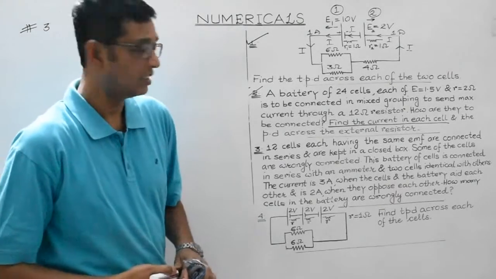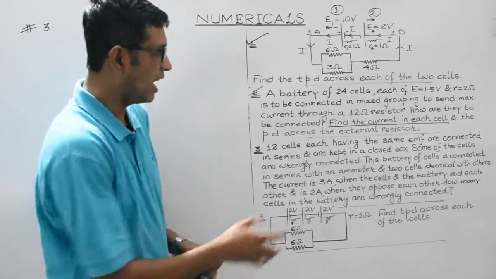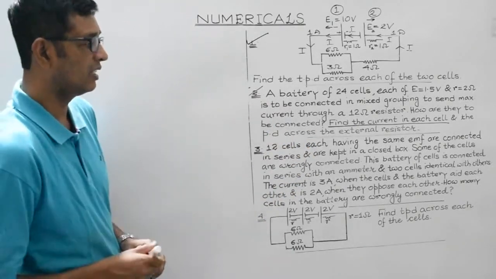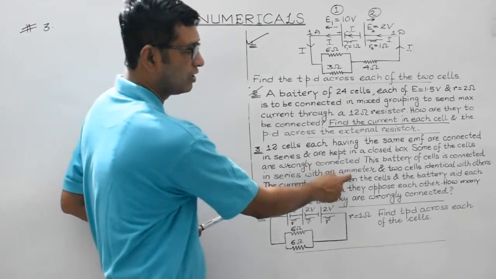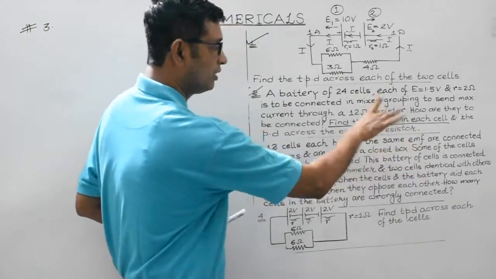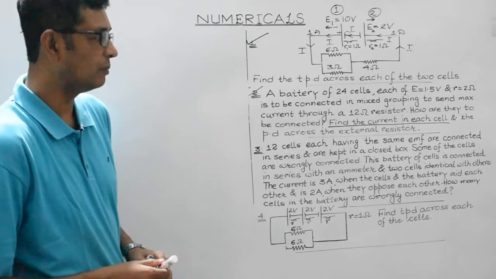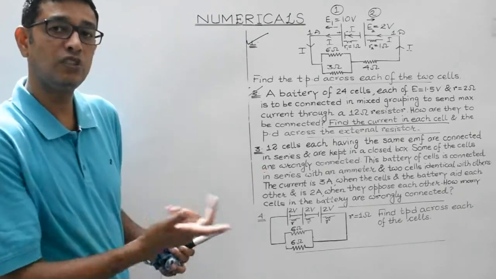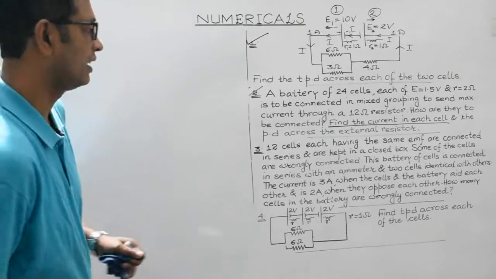12 cells, each having the same EMF, are connected in series and are kept in a closed box. Some of the cells are wrongly connected. This battery of cells is connected in series with an ammeter and 2 cells are identical with others. The current is 3 ampere when the cells in the battery aid each other and is 2 ampere when they oppose each other. Right? How many cells in the battery are wrongly connected?